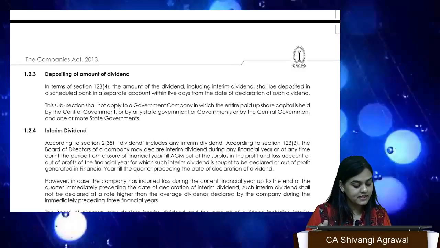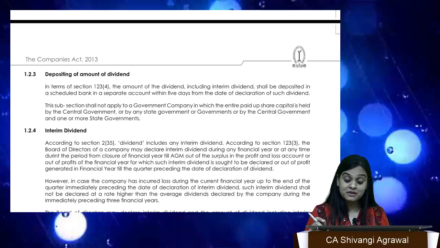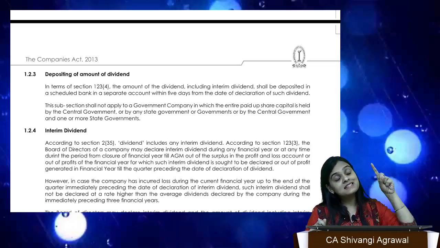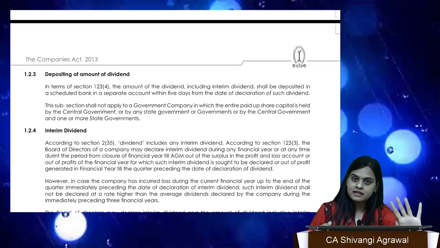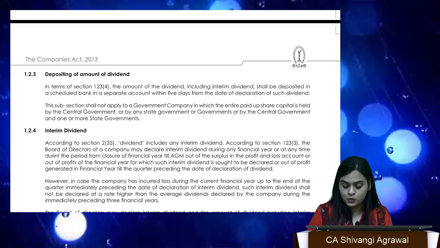See, whenever a company declares dividend, within 5 days it deposits the same in a separate bank account which is opened in a scheduled bank, and within 30 days of passing of the resolution, the dividend has to be paid off. It cannot be paid in kind, it has to be paid in cash only, and it will be paid to the registered shareholder only, or to his order or banker.